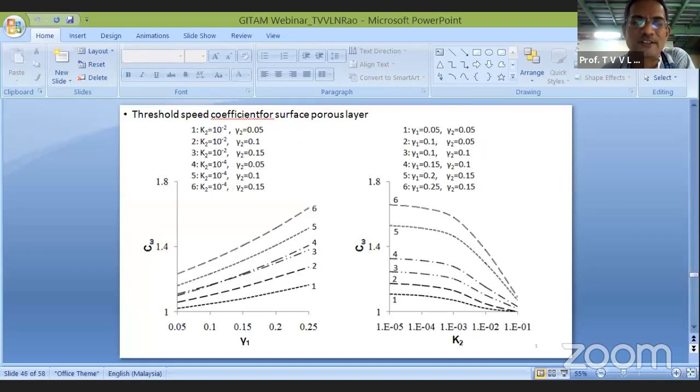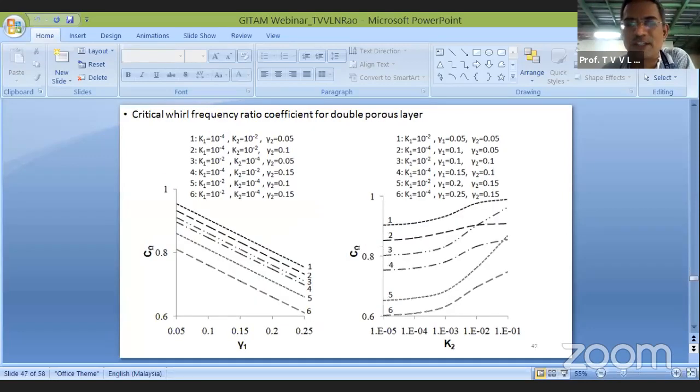Right, so this is again the same for the surface porous layer configuration. And again, the critical whirl frequency ratio is extremely important. I was mentioning it is half of omega. If it is less than half omega, the area below that is unstable and the area above it is stable. These are parameters already defined by Noon, and they are widely used in industry standards even today.